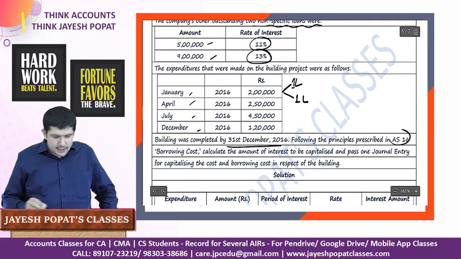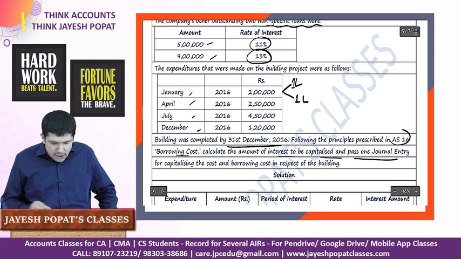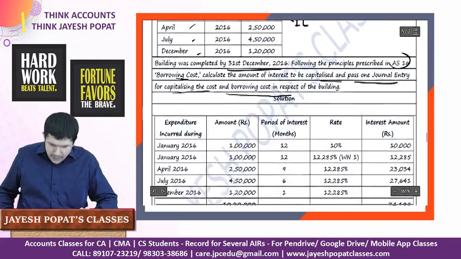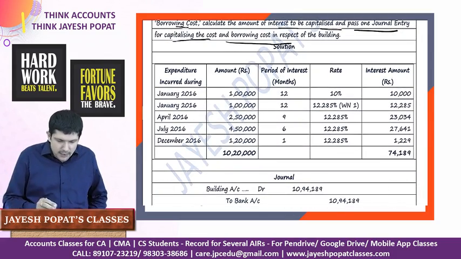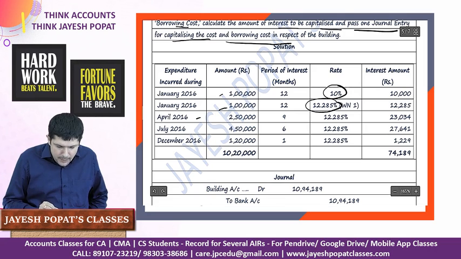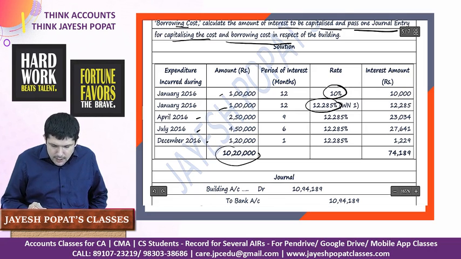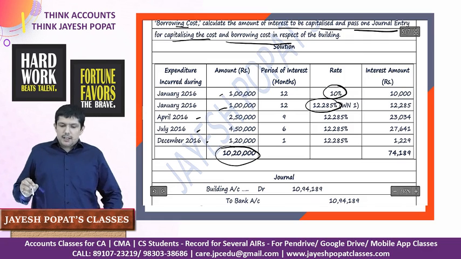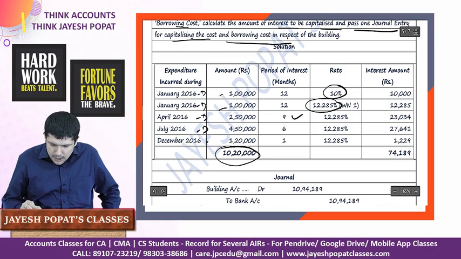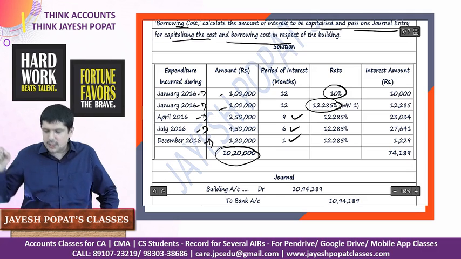Following the principle of AS 16, borrowing costs, calculate the amount of interest to be capitalized and pass journal entry for capitalizing the cost and the borrowing cost in relation to the building. So see, the total expenditure which we have incurred is January 2 lakh, 1 lakh from specific borrowing and another 1 lakh from general borrowing, and then April, July and December total expenditure we have incurred is 10 lakh 20,000, right? This interest will be calculated from January to December, April to December, 9 months, July to December, 6 months. For the month of December, it is 1 month.